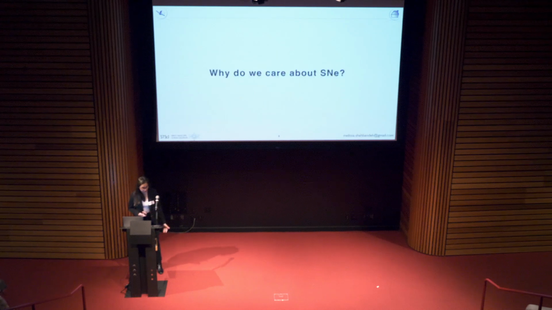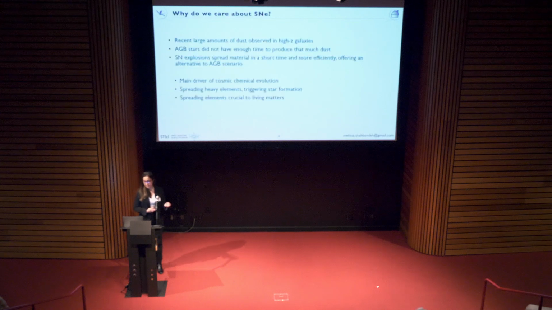So why do we care about supernovae? Because initially it was thought that AGB stars are behind a significant amount of dust that were found in high redshift galaxies, but AGB stars weren't old enough at the time to produce that significant amount of dust. So what's the alternative scenario? It's supernovae because they can efficiently and quickly spread a lot of material throughout the space.